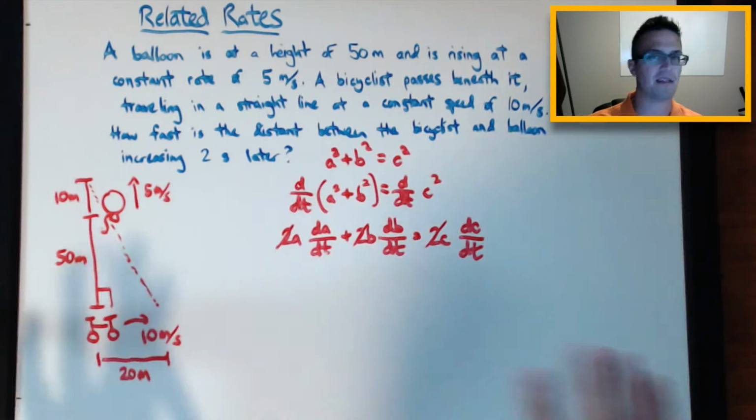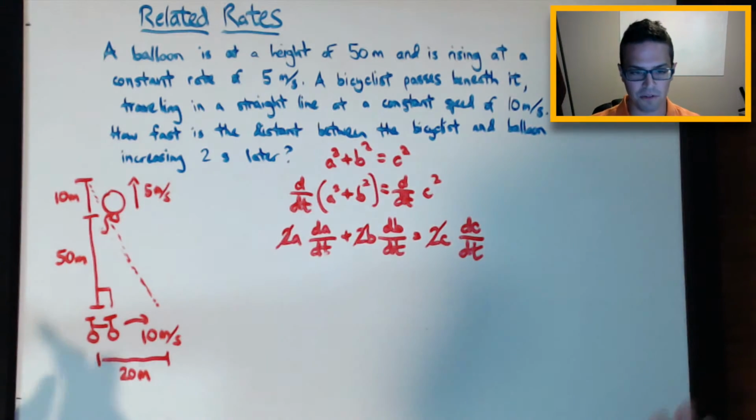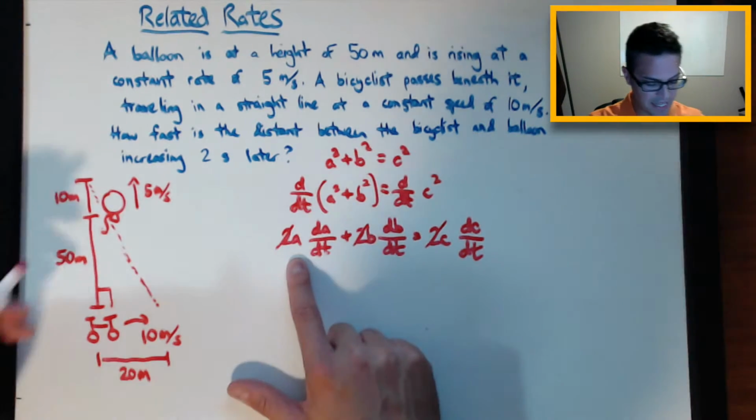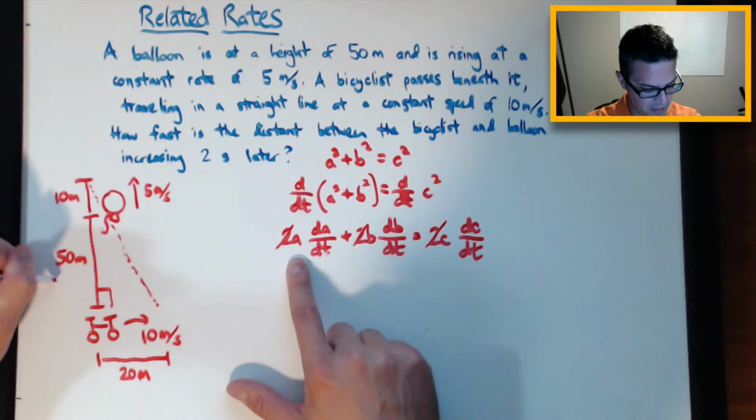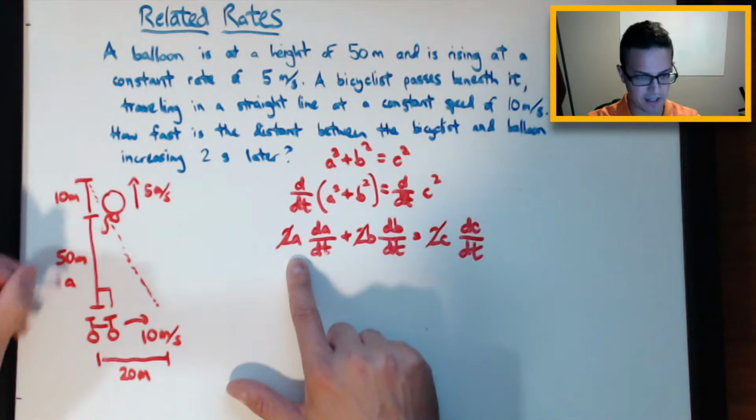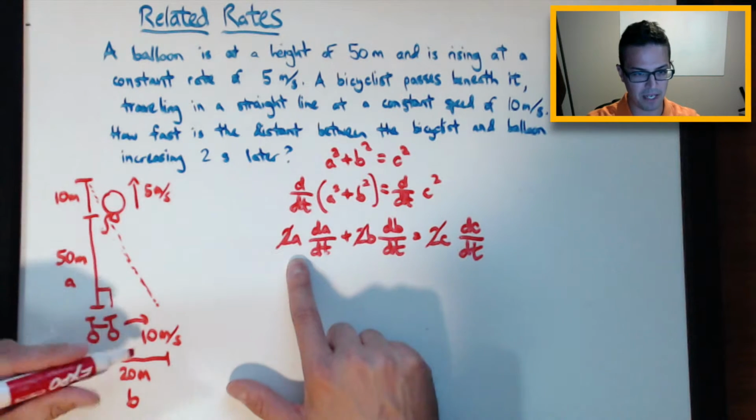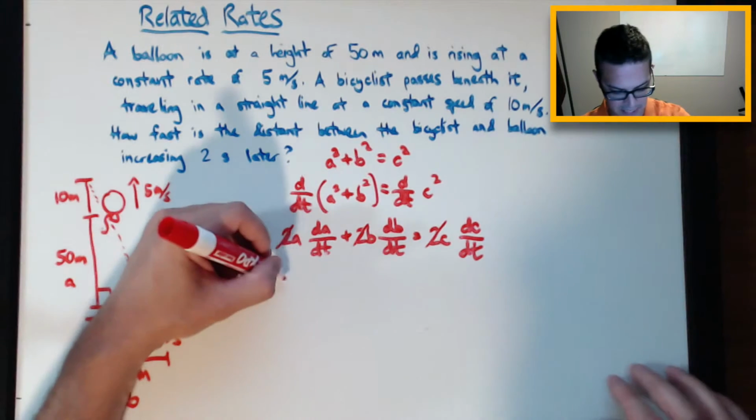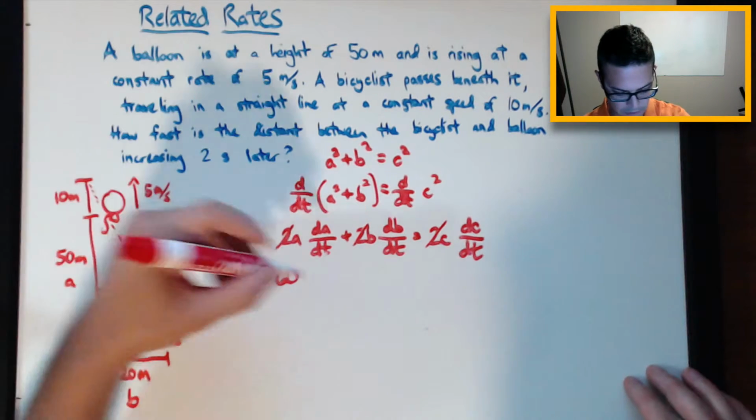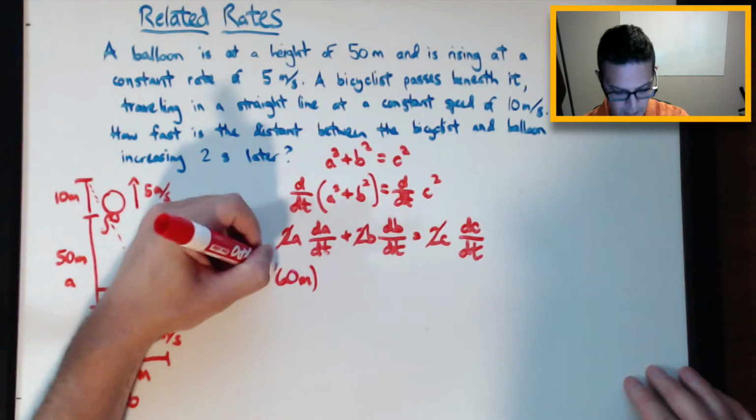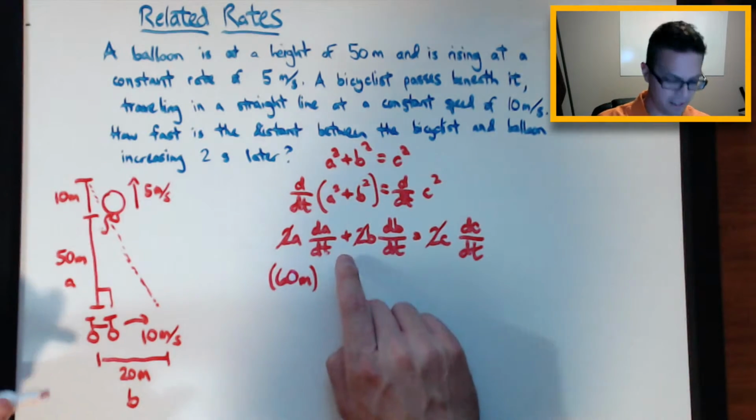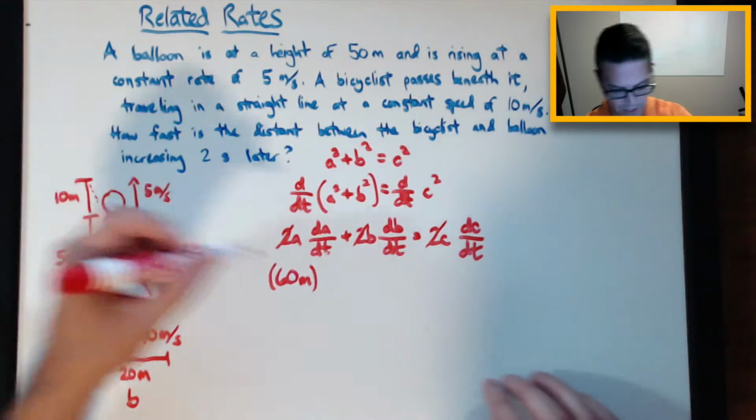So just to make the math a little bit easier, we're going to cancel out all those 2's. Now our a, let's just say that in this case, our a is going to be this one right here. So this side right here is our A. This side over here is going to be our B. So in this case, our A would be 60 meters. And our dA over dt is going to be this 5 meters per second.